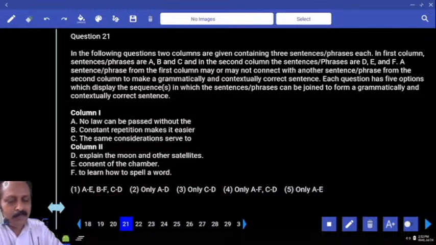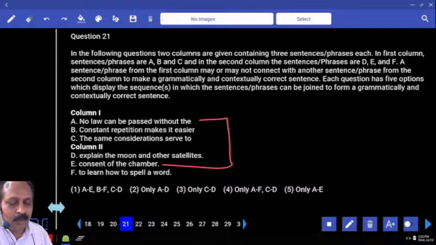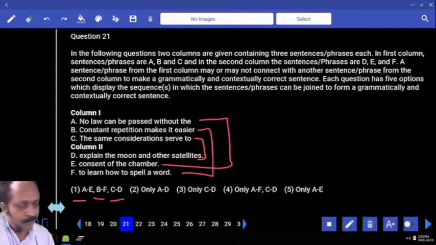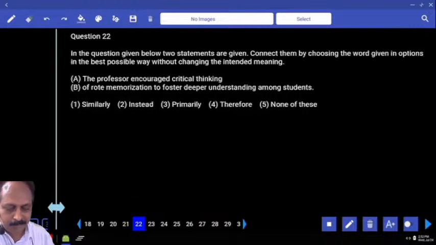No law can be passed without the consent of the chamber. Chamber has two different meanings. One meaning is what? A chamber means a room, a cabin. But here, chamber of commerce, like an organization. So, seems right or wrong at the very outset. Constant repetition makes it easier to learn how to spell a word. This also seems right. The same considerations serve to explain the moon and other satellites. This also seems right. So, what is the answer based on that? A, E, B, F, C, D. Is it the first option? Easy or difficult, this one?